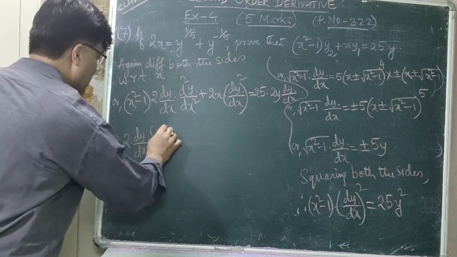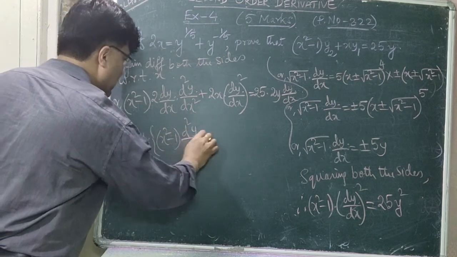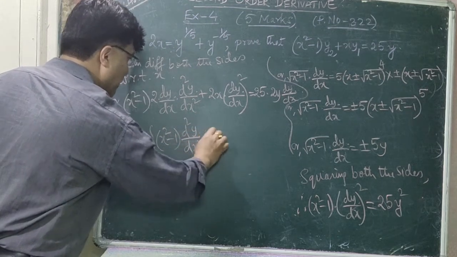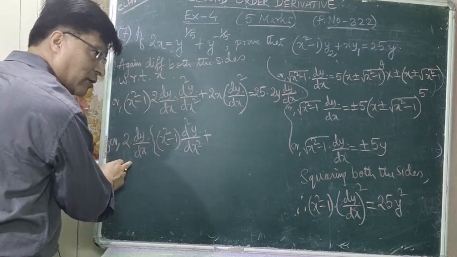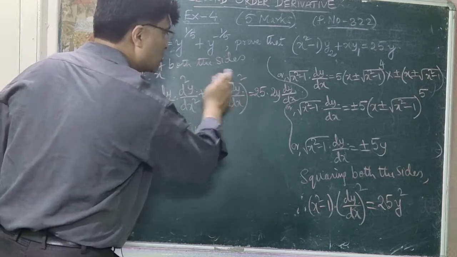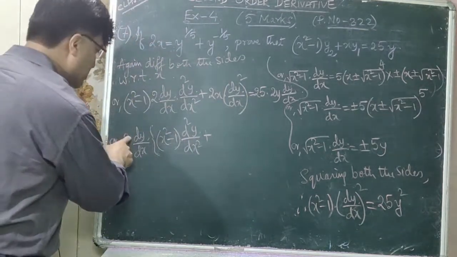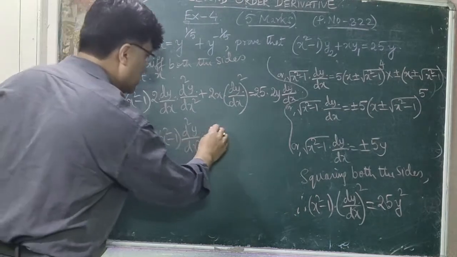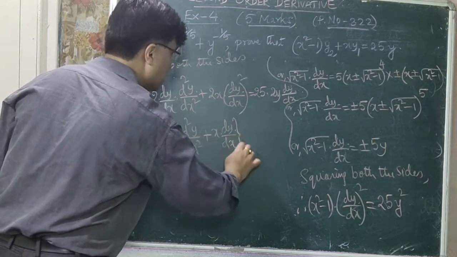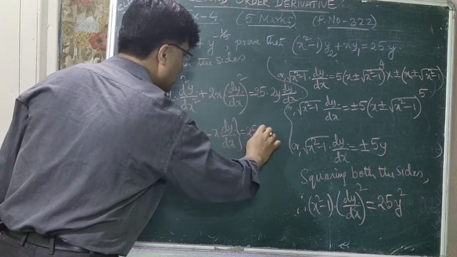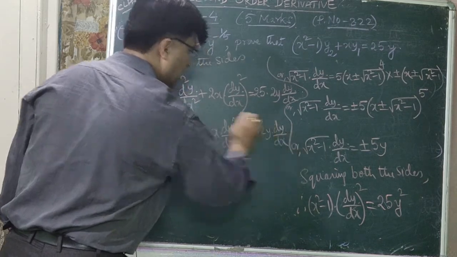So within the second bracket, what do we have? x square minus 1 into d2y by dx square plus 2 is taken common here. Also one of these dy by dx whole square is taken common. I told you that dy by dx whole square means dy by dx into dy by dx, right? So one of these dy by dx is taken common. So here remains x into dy by dx. Second bracket close is equal to 25 into 2y into dy by dx.